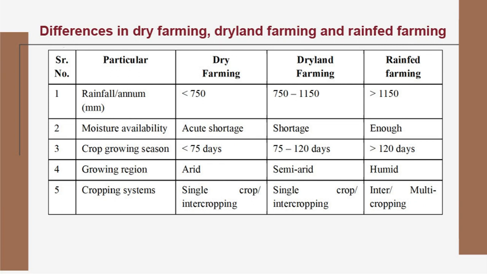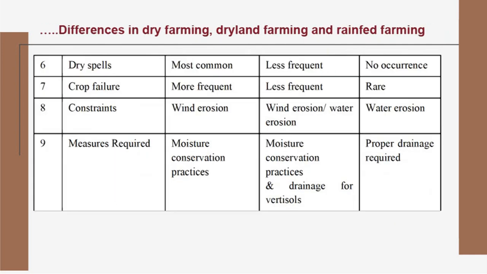Now, growing regions are mostly arid in dry farming. Dryland farming is semi-arid, and rain-fed farming is common in humid areas. Now, cropping systems of course depend upon the growing season available. So the cropping system in dry farming is single cropping or intercropping at best. And in dryland farming also, you get single cropping or intercropping. In both cases, double cropping is not possible. Double cropping means growing two different crops in a year in succession. In rain-fed farming, inter or multiple cropping is possible.